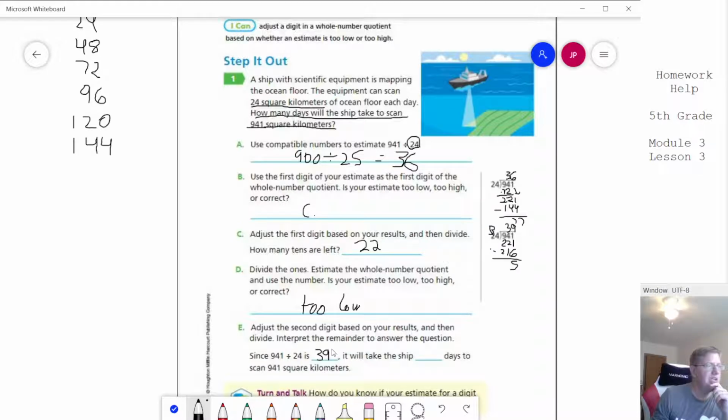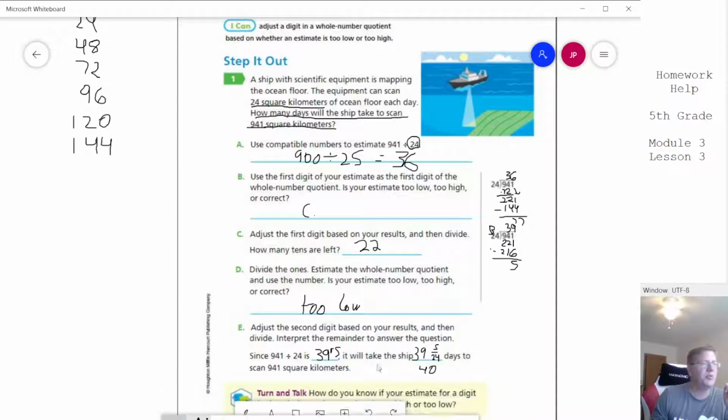And with a remainder of 5, that means it's going to take us part of another day to finish this. We're trying to scan the ocean floor. So we could actually change it to a fraction, or we could round it up. If we do it as a fraction, it would take us 39 and 5/24 days. Or we could just go ahead and say that it would take 40 days. If we were working with purchasing something, that would be the part where we would say, well, I have to buy 1 more box because I can't just buy 5 out of 24 of whatever it is that we're trying to get.